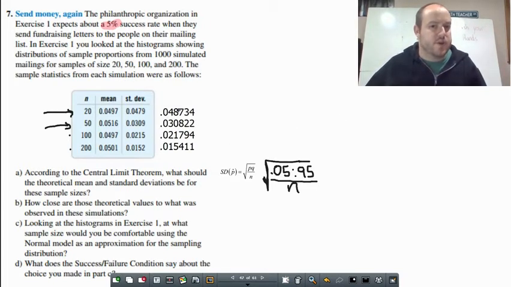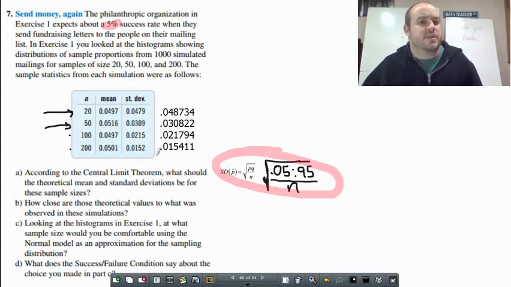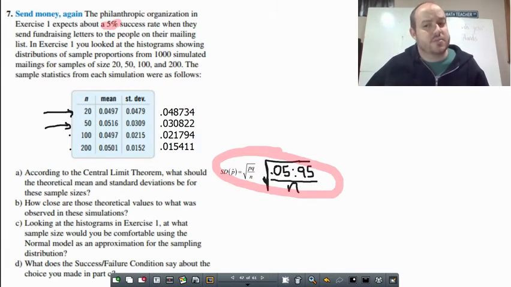So 0.048734, 0.030, and so forth, all right? Now, those numbers look daunting, but again, all I did was plug in this formula over here and write the answers that the calculator gave me right there. So it asks for the theoretical mean and standard deviation for each sample size.